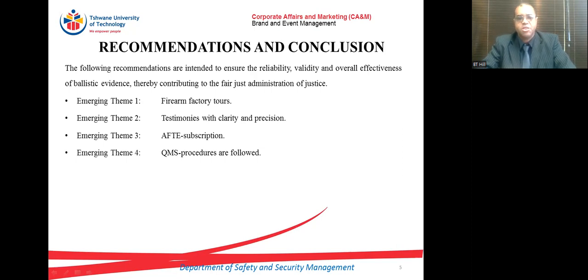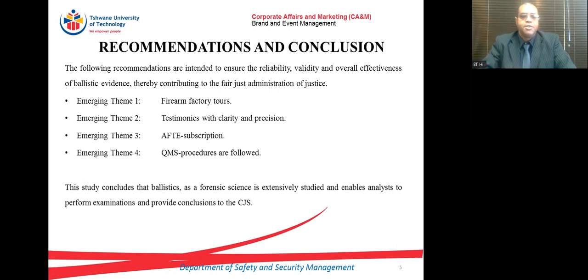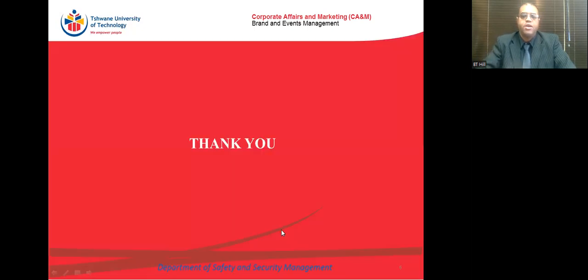Recommendation for Emerging Theme 4, ensuring that the QMS procedures are followed, that SOPs stay relevant and updated, and that guidelines recommended by ISO 17025 are followed. The study concludes that ballistics as a forensic science is extensively studied and enables analysts to perform examinations and provide conclusions to the criminal justice system. Thank you.